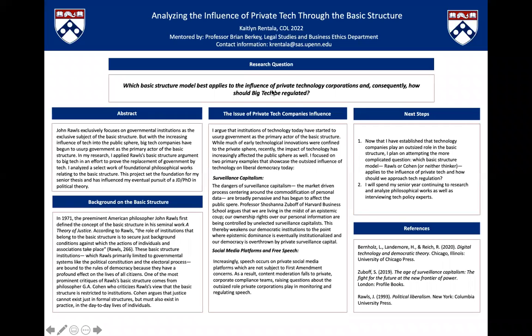Hi, my name is Kaitlyn Rentala, and I'm a rising senior at the University of Pennsylvania studying philosophy, politics, economics with a globalization concentration. I'm currently working on an honors thesis as a part of my larger PPE degree, which looks at the role of large private technology companies in liberal democracies from a philosophical perspective.